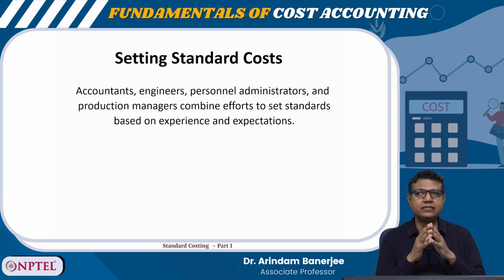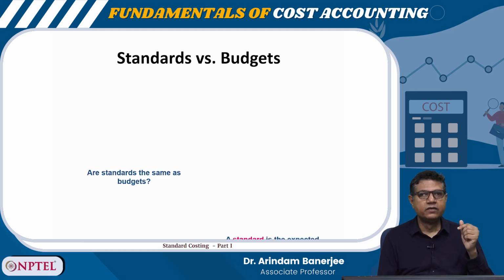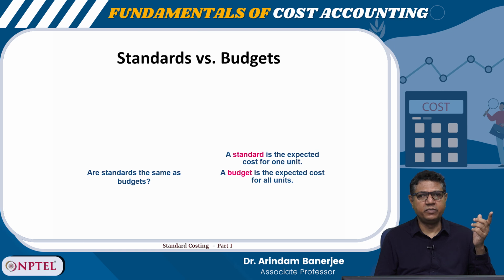But it is not an easy thing. It is done by a group of people from diverse backgrounds and experience levels, and a part of it is subjective. Okay. So, standard versus budget. Standard is the expected cost per unit; budget is the expected cost for all units.